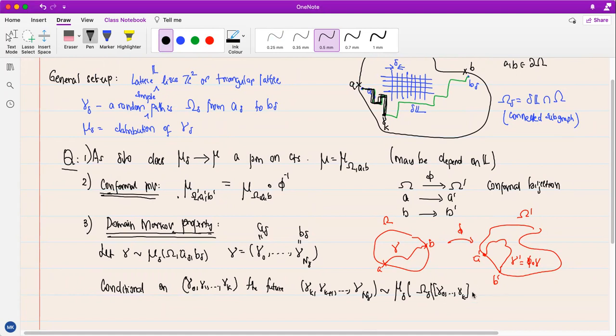So let's say we remove that from our domain, and then the initial point, instead of A delta, now becomes gamma k. And the endpoint remains the same. So this future is always a path here. Domain Markov property is that that's exactly the same kind of random path that we would have in the reduced domain, meaning it is the mu delta measure on this reduced domain. That is the domain Markov property. Okay, it may be true, it may not be true. So the point is there are many models which have the domain Markov property.